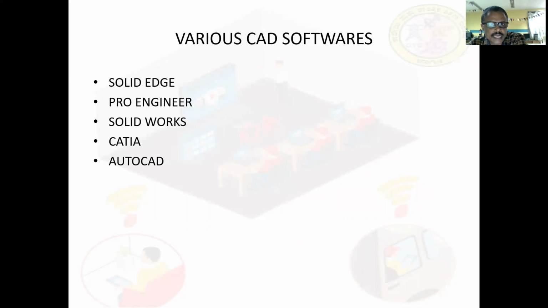There are various CAD softwares which you can use. Out of those, Solid Edge is one such software. Then there is Pro Engineer. Then there is SolidWorks. Then there is CATIA. Then also there is AutoCAD software. We are going to introduce you in this course to the Solid Edge software.